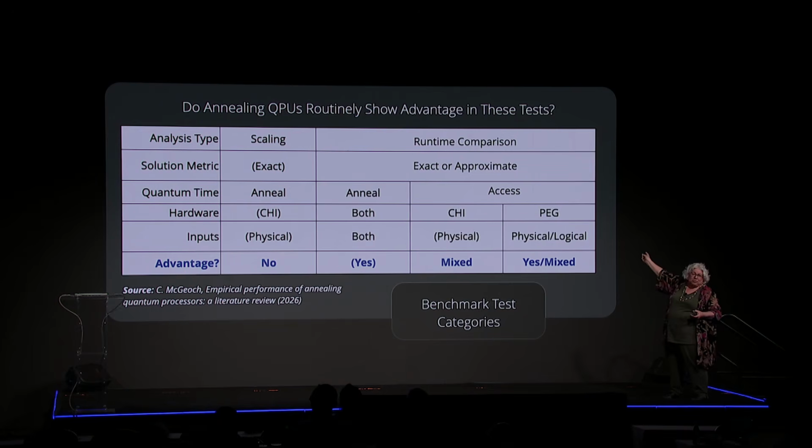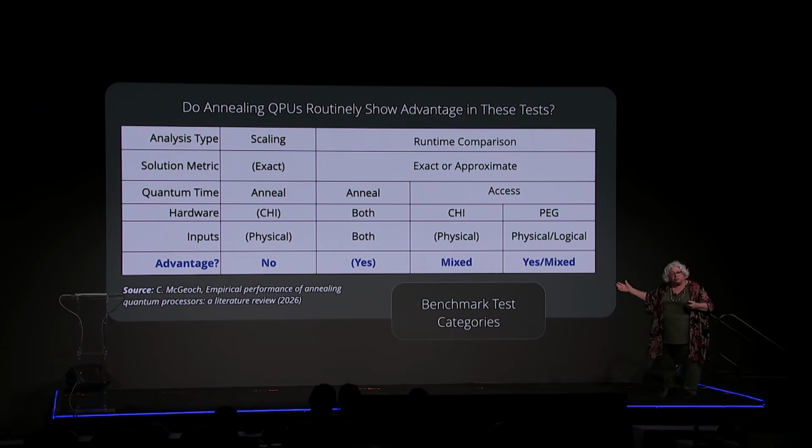But on the other hand, if you do a runtime comparison, and it doesn't matter if you use exact or approximate metrics, but if you're measuring anneal time, it could be either of the hardware generations. It doesn't matter about the inputs either. The answer is nearly always yes, like 8 times out of 10-ish. But then if you measure access time, it matters whether you're running it on a Chimera-based processor or on a Pegasus-based processor.